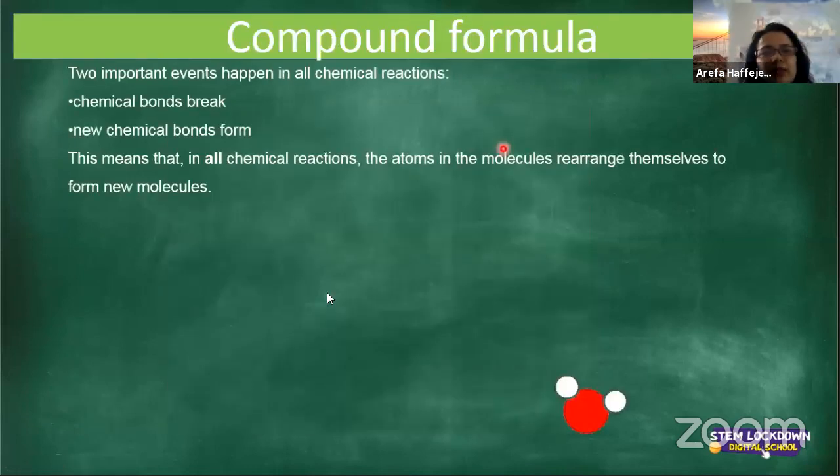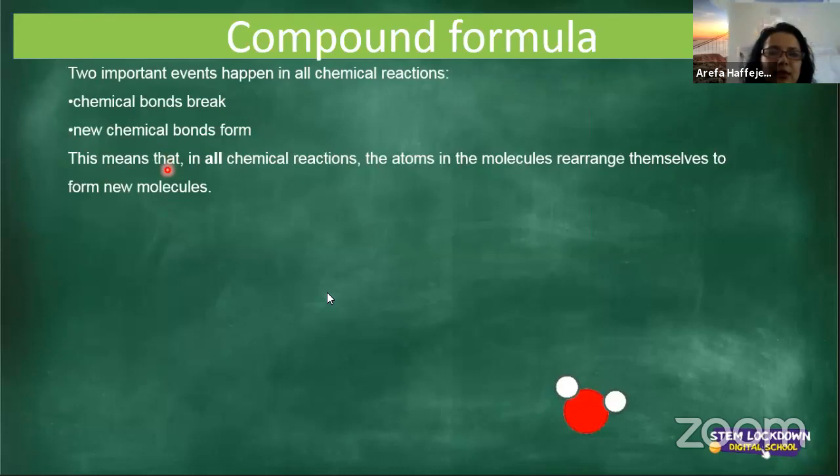So there are two important events that happen in a chemical reaction. You have a chemical bond break and a new chemical bond form. One, the initial chemical bond breaks, like for example the chemical bond of water broke in a chemical reaction. And then we have new chemical bonds that form, so we have hydrogen and we have oxygen.